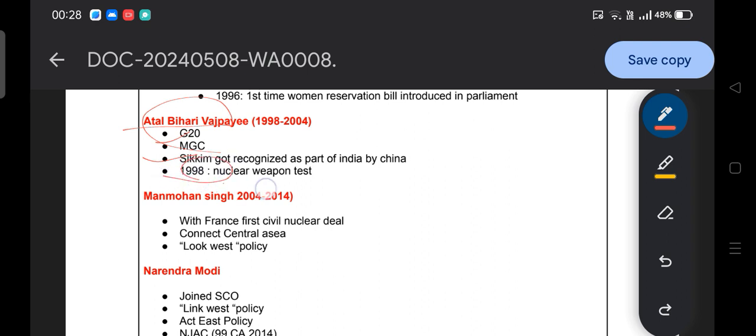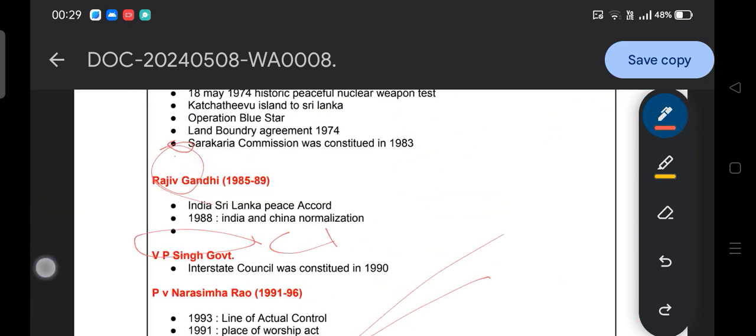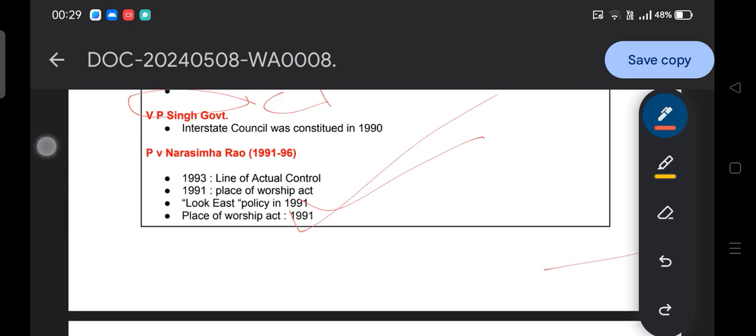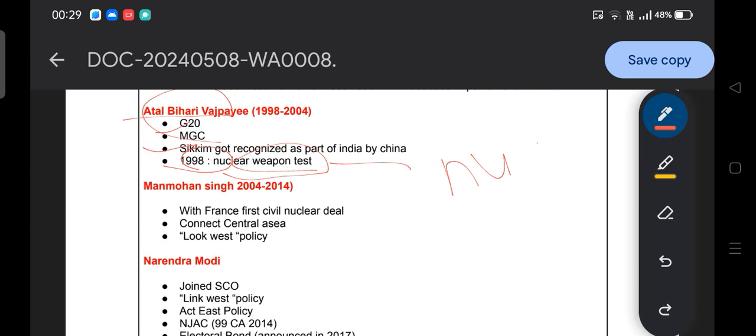In 1998, we all know India became a nuclear weapon state. The first one, if you see, was the peaceful nuclear test, and the code name was Shakti, Operation Shakti. That is the peaceful nuclear test. But coming to the Atal Bihari Vajpayee government, the second one was a nuclear weapon test. That is a different thing we need to remember. So that is the Atal Bihari Vajpayee government we have discussed.